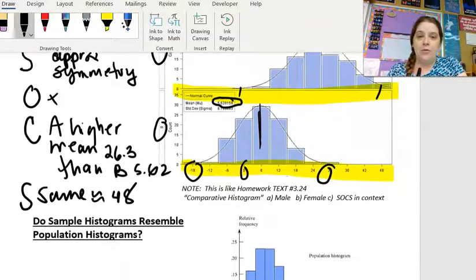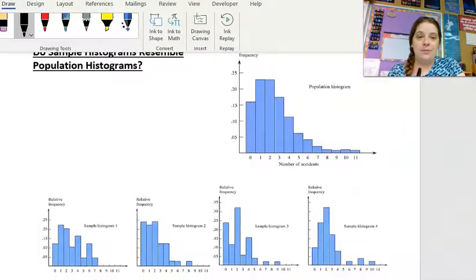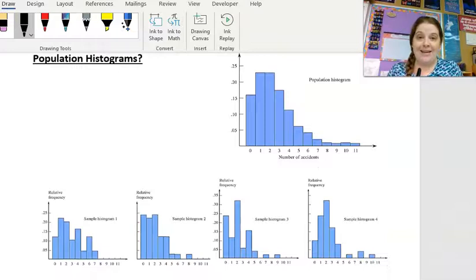Okay. Now, when we are talking about histograms, it's important to remember that we deal with populations and samples.